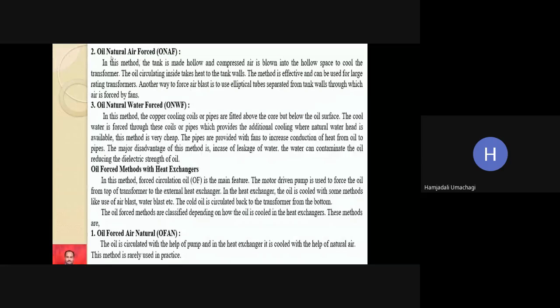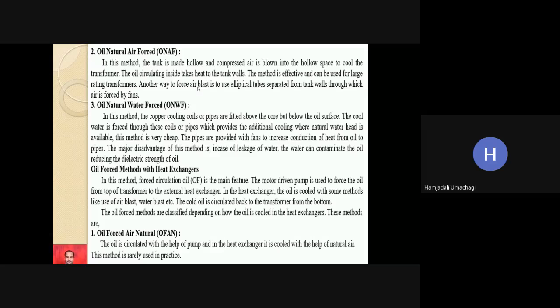Now, the next type of cooling method in an oil immersed transformer is oil natural air forced. Oil natural air forced means that we pass the oil naturally, but we blast some compressed air, so that the compressed air carries the heat from the oil. That method we call oil natural air forced, ONAF. In this method, the tank is made hollow and compressed air is blown into the hollow space to cool the transformer. The oil circulating inside carries the heat to the tank walls. The method is effective and can be used for large rating transformers.